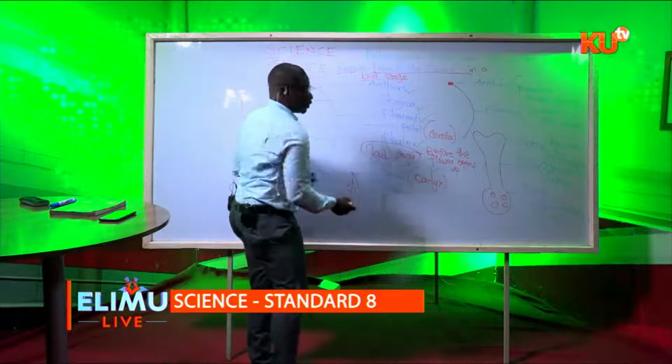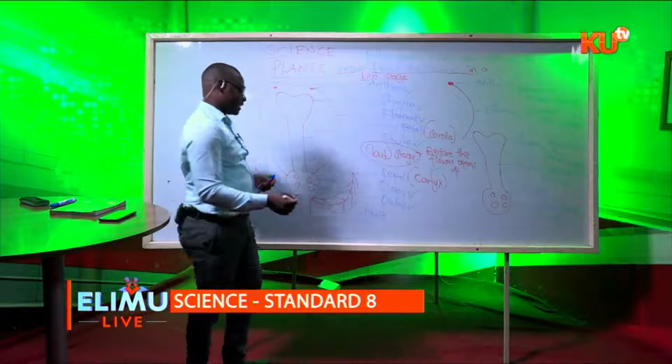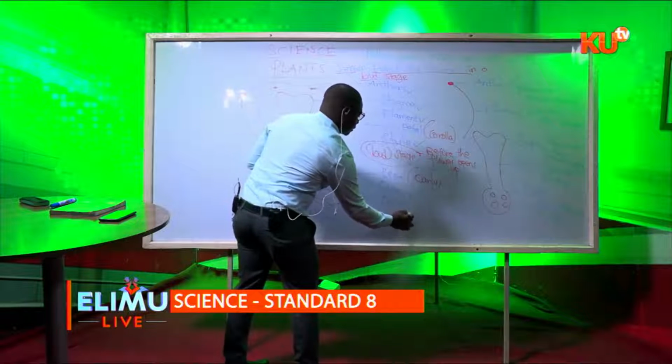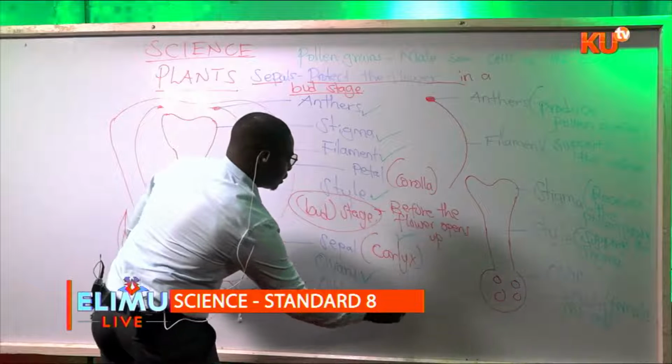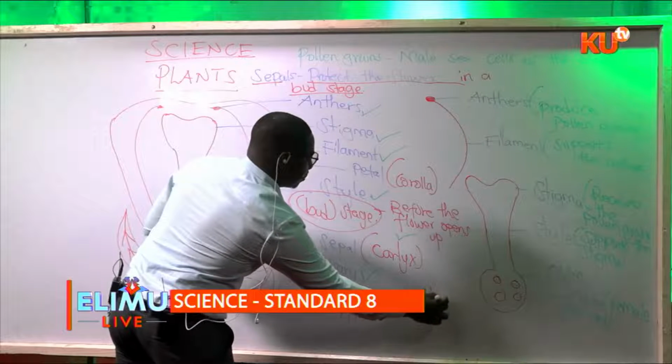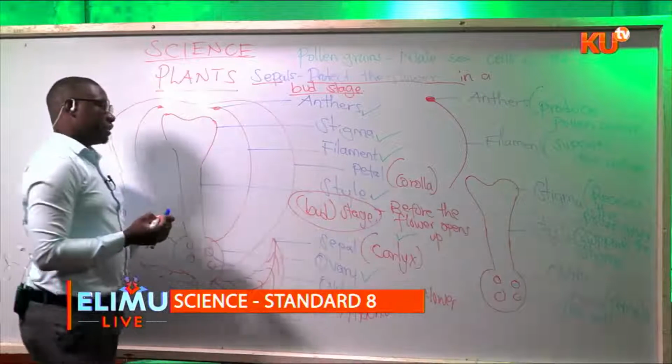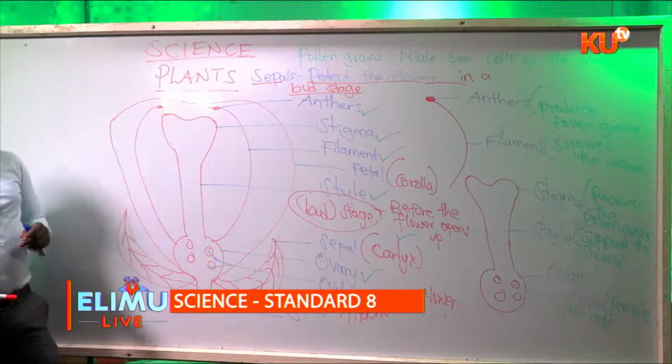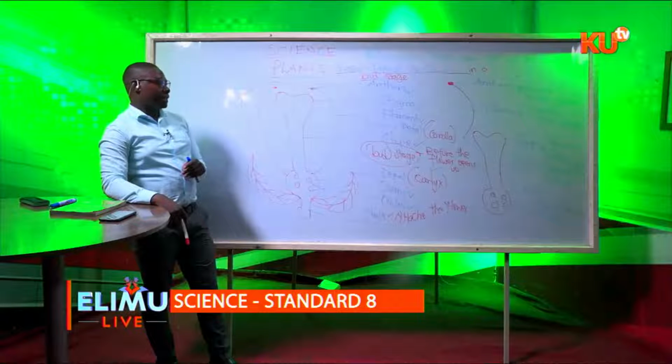Then we have the stalk. The stalk is the one that attaches the flower to the plant. So the stalk attaches the flower to the plant. Those are the functions of the parts of a flower.